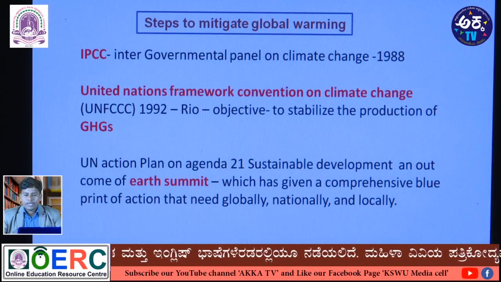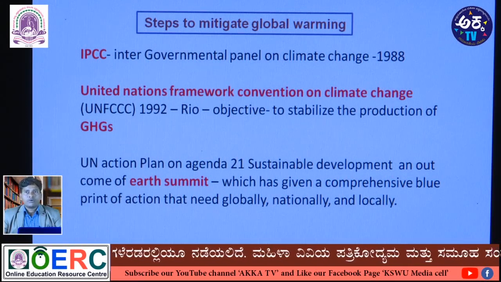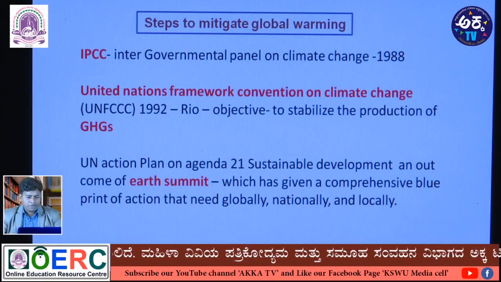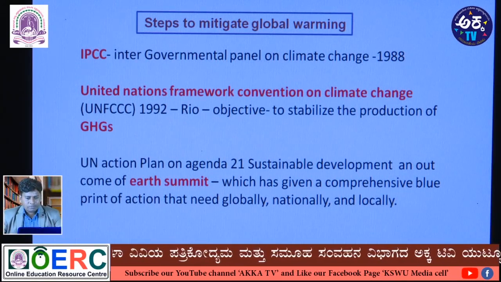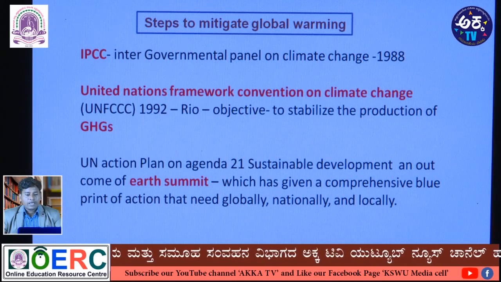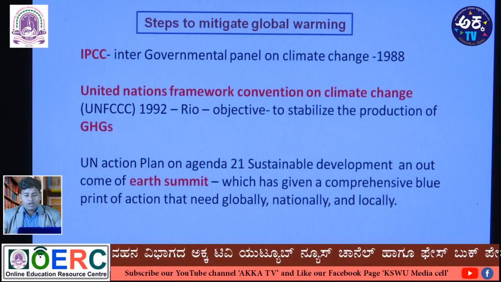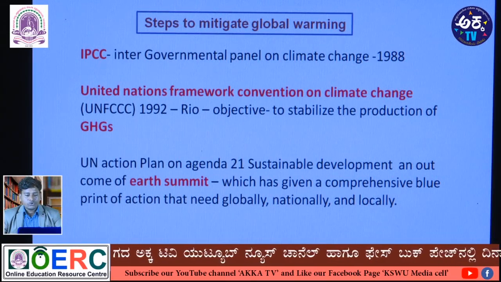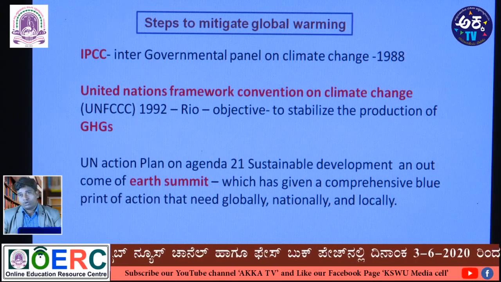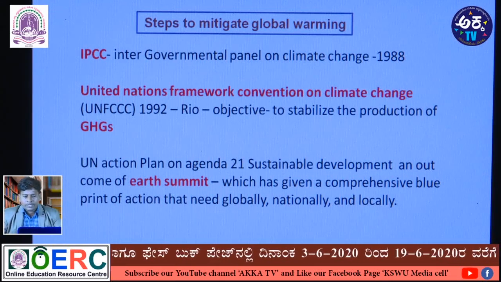The objective is to stabilize the production of GHGs, meaning greenhouse gases. A limit should be fixed, and accordingly the production has to be stabilized. Then we have the UN Action Plan on Agenda 21 for Sustainable Development, an outcome of the Earth Summit held in Rio, which gave a comprehensive blueprint of action that is needed globally, nationally and locally. So these are the three I have given you here.